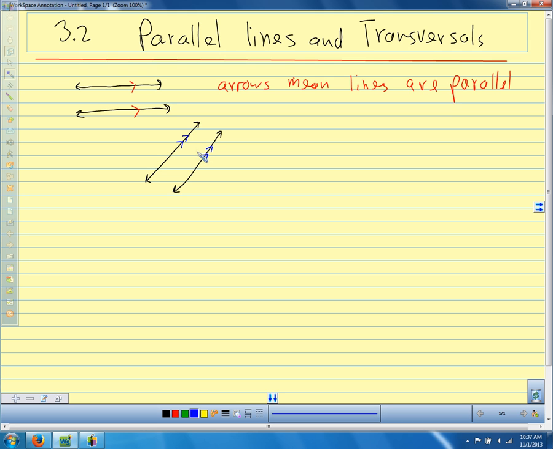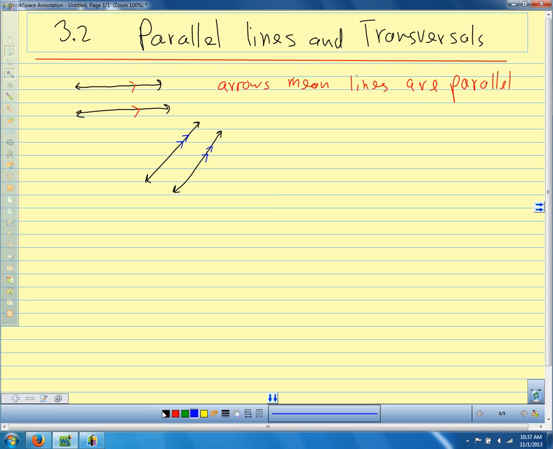So does it matter which way they go? No. Usually they go left to right, but it doesn't have to. So any line that I drew that had 3 arrows on it would be parallel to these two lines. So the arrows show that our lines are parallel.